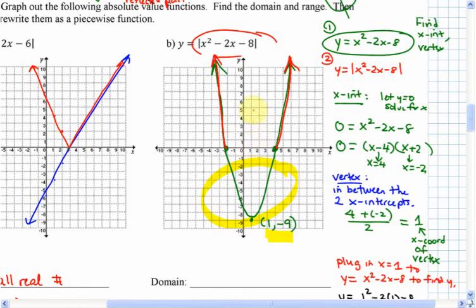Right. Up here. And so your absolute value graph, which is the one in red, looks like this. W. So the graph in red is the absolute value. A U-shaped graph became a W-shaped graph.